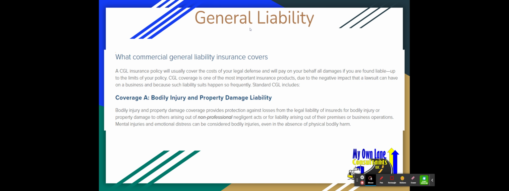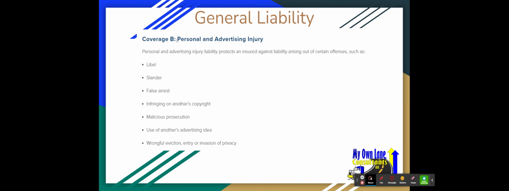So it goes into more details of the different aspects of general liability. Coverage A, covering any bodily and property damage. B, covers the personal and advertising injury. So as I said, if someone leaves you liable, they are slandering your name, infringement of copyright privileges, use of another person's advertising idea, invasion of privacy. These are things that can be covered by general liability policy.